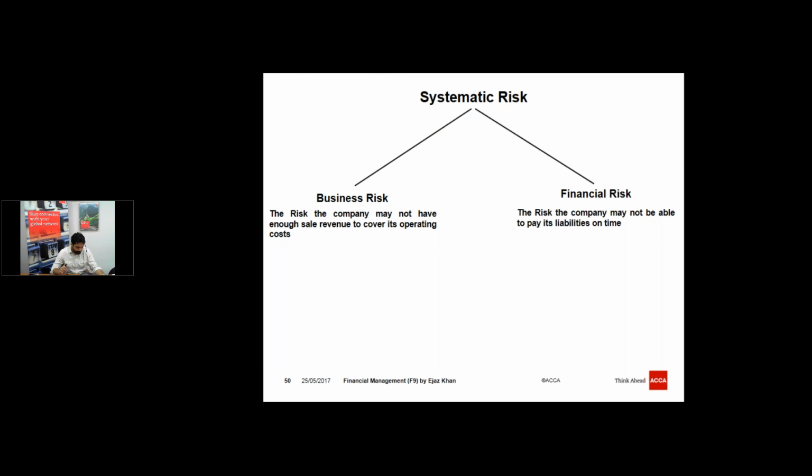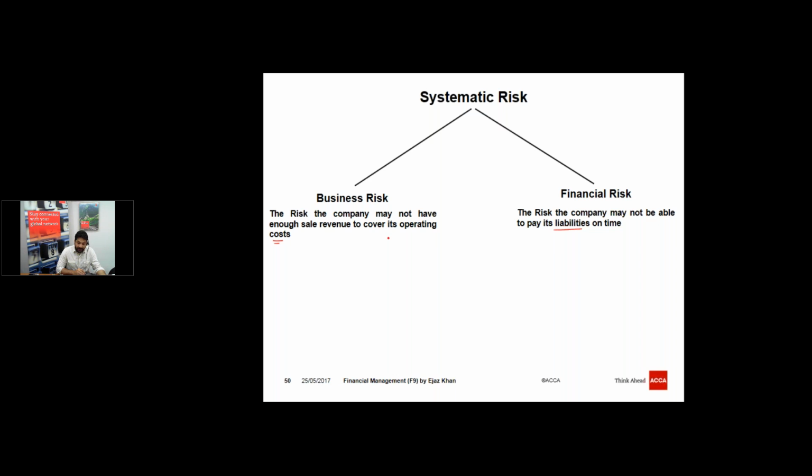Okay, let us start. When we started discussing the types of risks, we were discussing systematic risk, business risk, and financial risk. We had discussed what business risk is and what financial risk is. Let me give you a quick recap. Business risk is where a company is not making enough sales to cover its operating costs. So the risk of not covering the operating cost is the business risk. And the risk of not paying the liabilities and interest payments on time is called the financial risk.